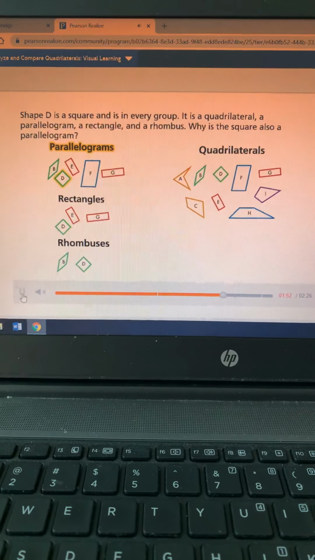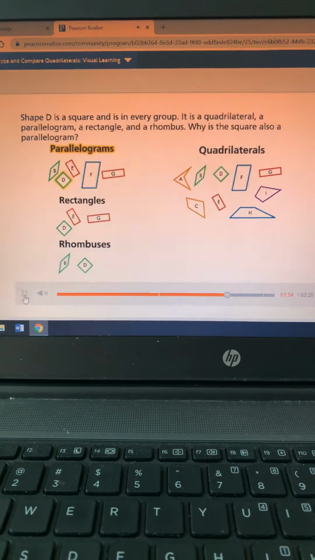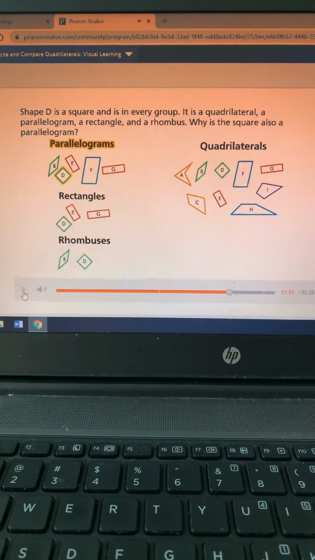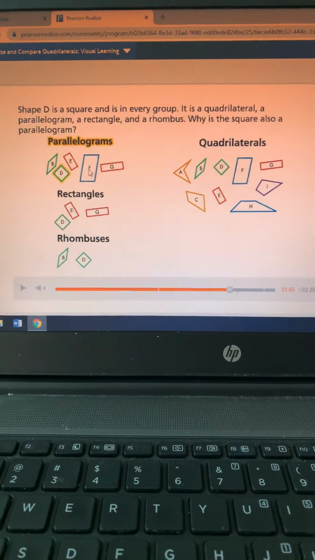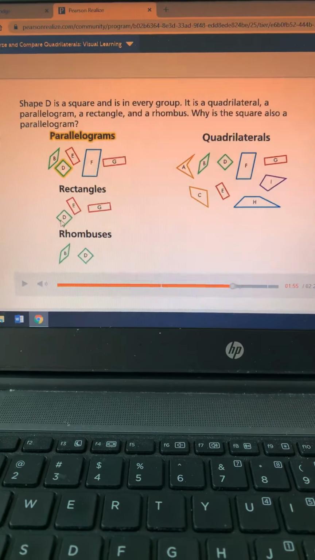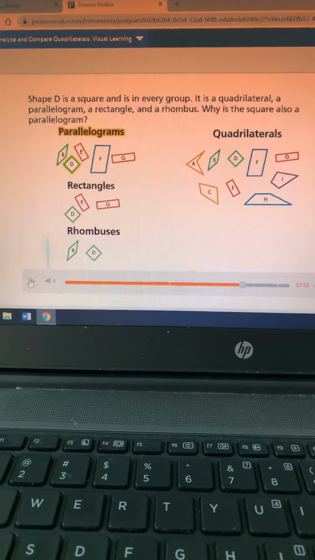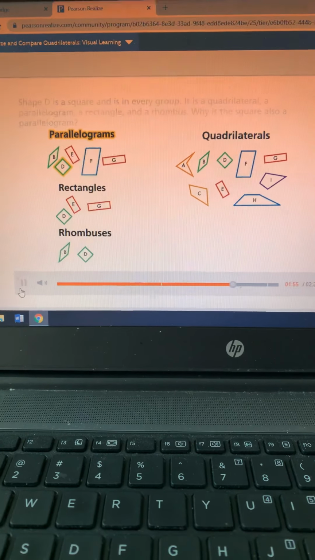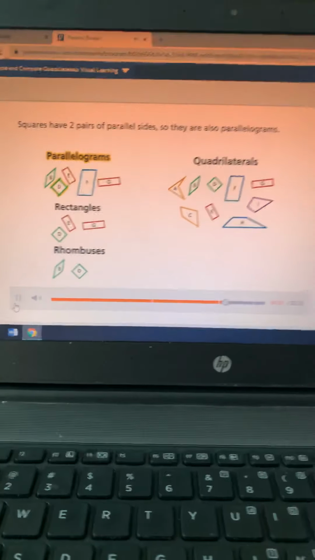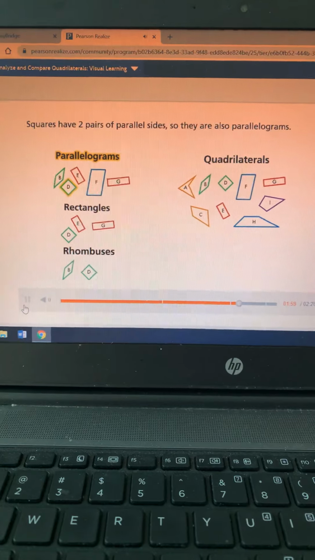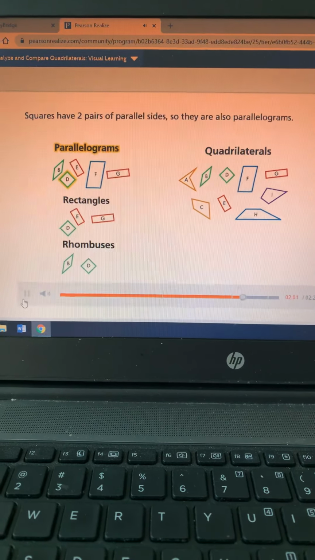Why is the square also a parallelogram? Because it has opposite sides that are parallel. All right? And it's a rectangle because opposite sides are the same length. And it's a rhombus because all sides are the same length. Squares have two pairs of parallel sides, so they are also parallelograms.